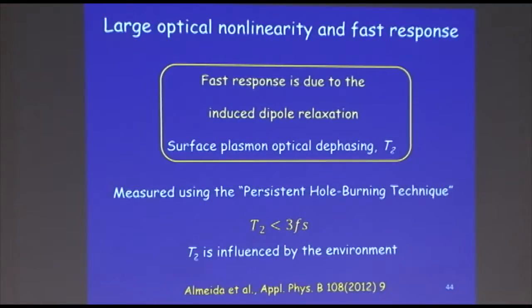So the optical nonlinearity of these particles is large, but they are also very fast. Because when you have a field which is applied not in resonance, the optical response depends on the relaxation of the dipoles that you induce in the particle. And the relaxation of these dipoles is of the order of 3 femtoseconds. 3 femtoseconds is quite difficult to measure, but you can measure using this technique called persistent hole burning that we take both atomic field. So it's possible to estimate, to measure this T2 in order to put a limit. So we have a system that has large nonlinearity and has a fast response.